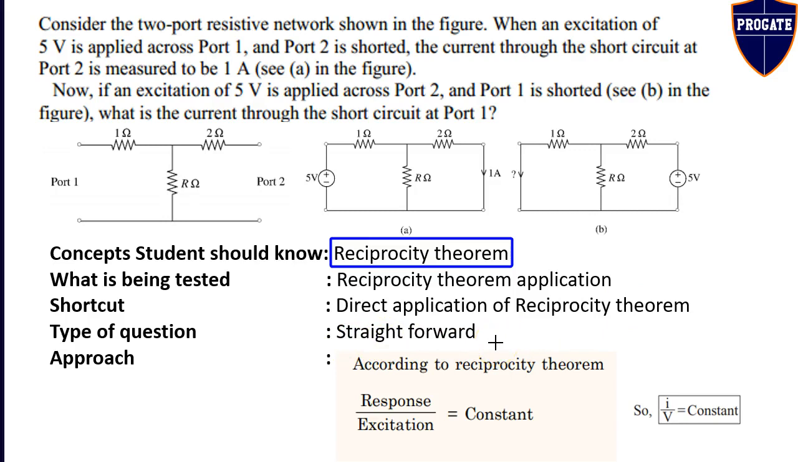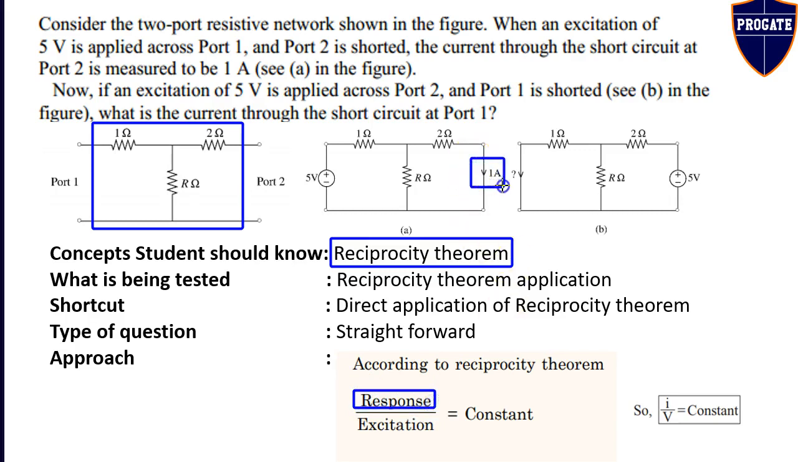The approach students should follow is to simply apply the reciprocity theorem, which states that response by excitation is a constant. In any general two-port network, response is nothing but the output. Here the output is the short circuit current at port 2. Excitation or input is the 5 volt voltage source applied at port 1. So excitation and input are the same, and likewise response and output are the same.